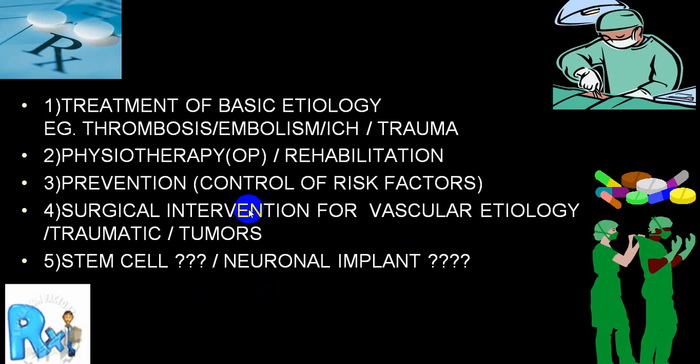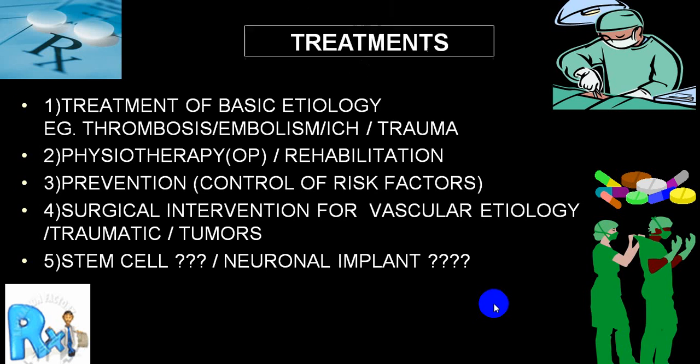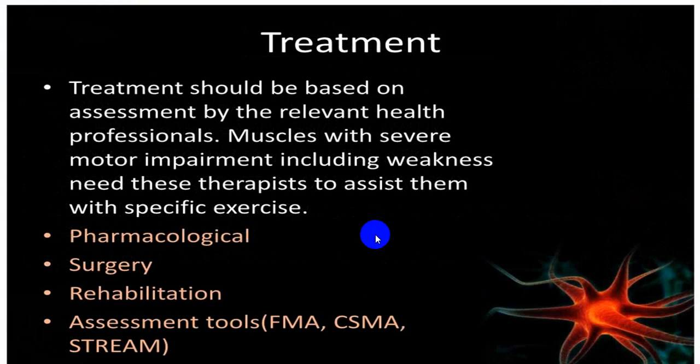Occasionally, a person may require a surgical intervention, particularly in case of an intracranial hemorrhage, traumatic injury, or tumors, etc. There is a lot of research being done as far as stem cell transplant or neuronal transplant, but it is not yet successful. So pharmacological treatment, surgical treatment, rehabilitation, and you have got different assessment tools.